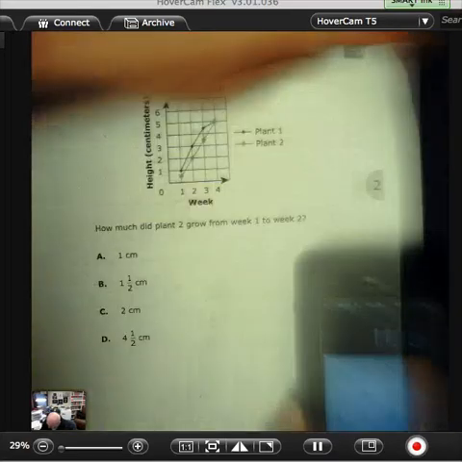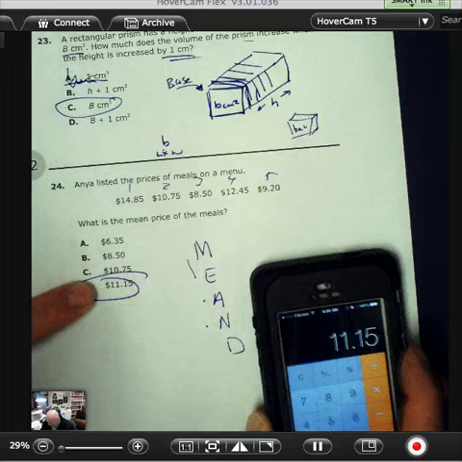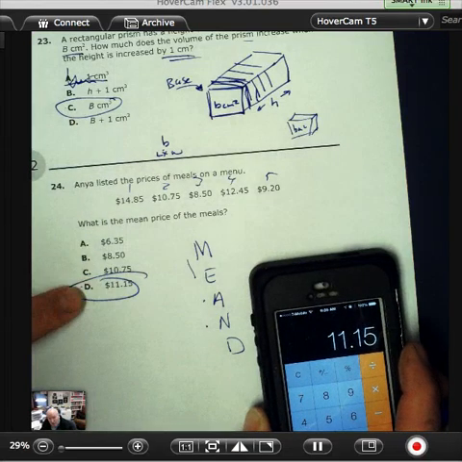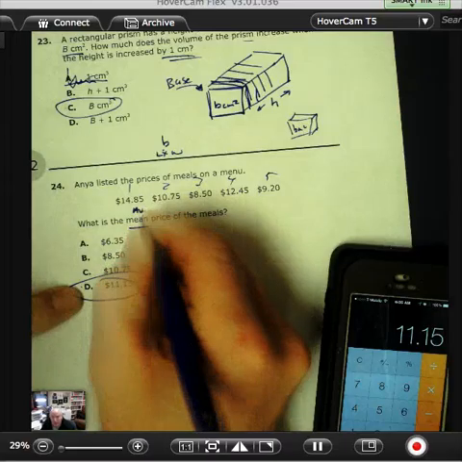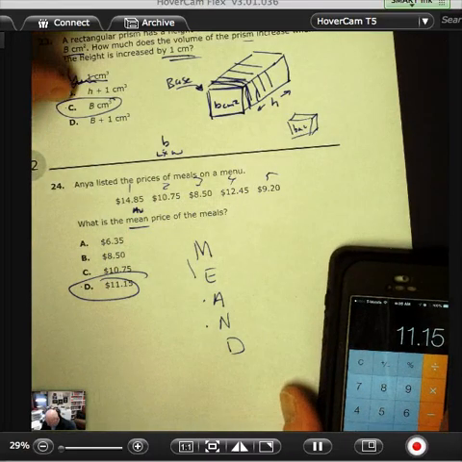No, we have one more here. What does that mean? That means that of these meals, the average price of them is $11.15. So I'm going to just change this. This is the average. That's what mean means. Me, add, and divide. That's the way you solve it. You add them all up and divide by the total number of meals or whatever.